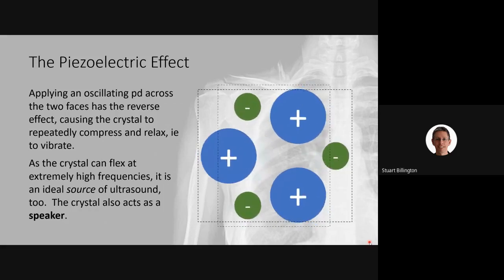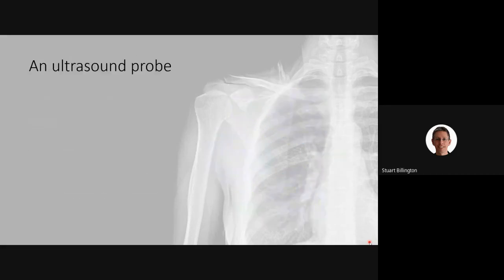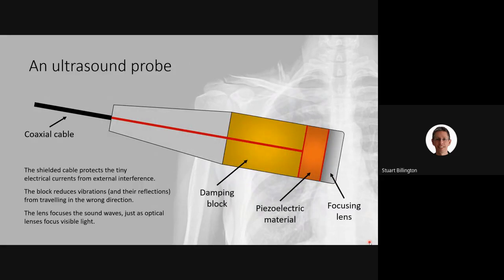Okay, how do we make that into a device? So an ultrasound probe looks a little bit like that in cross-section. If you just focus on this part down here, this is the crystal. It's generally a thin wafer. And that's the thing that we're going to attach electrodes to via this cable. And we're going to send a high frequency signal down the cable to make the thing oscillate. And that will produce ultrasound. And then we'll stop sending the signals and we'll wait for reflections to come back and oscillate the crystal.